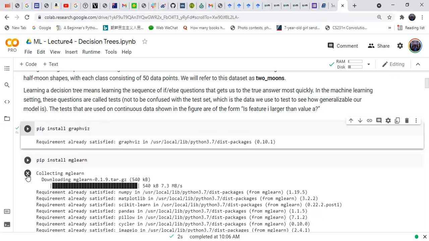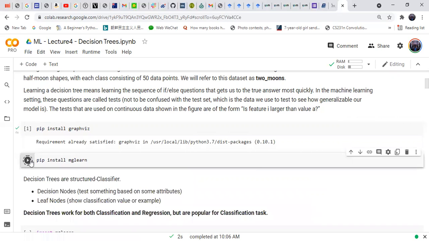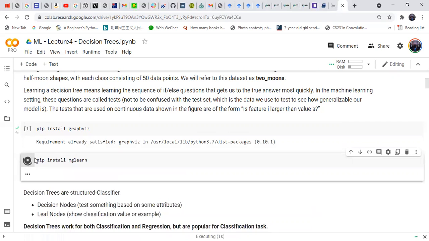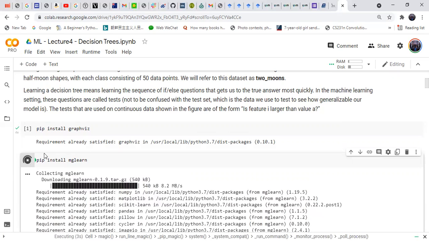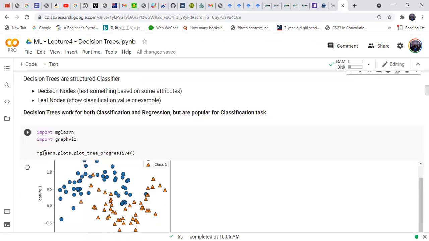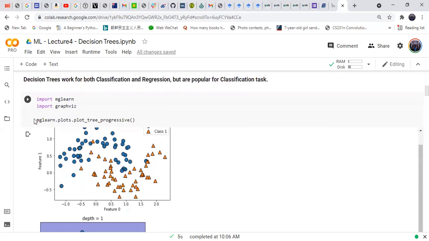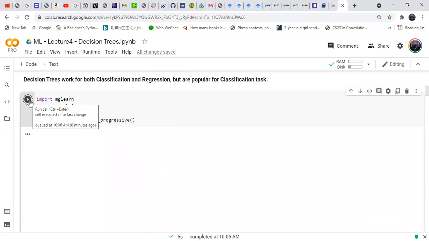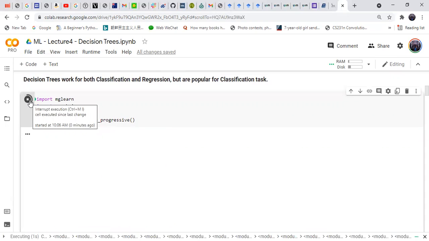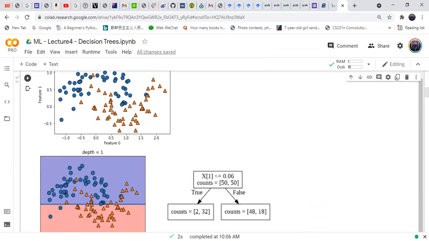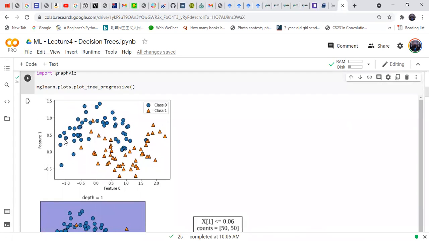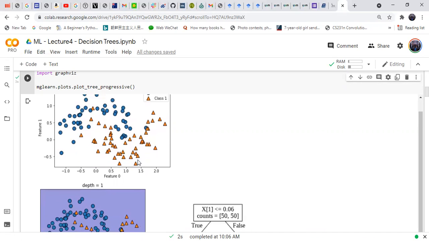The first library is installed, then we install the mglearn library. It will take a few seconds to install. The second library is installed, then we import mglearn and the GraphViz dataset, and then we are going to plot it this way. So we have plotted this two half moon dataset. This is one half moon, and this is the other moon.